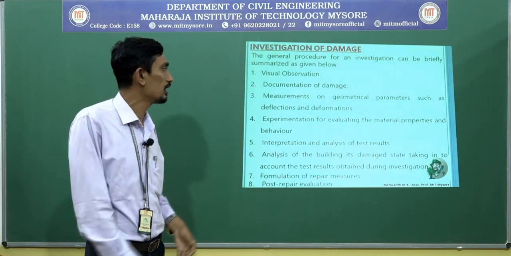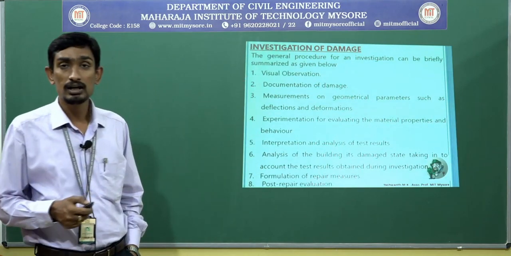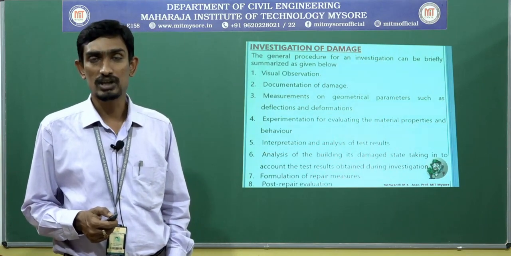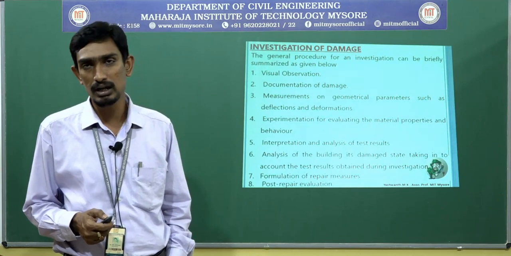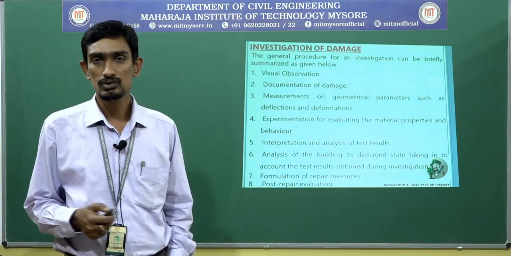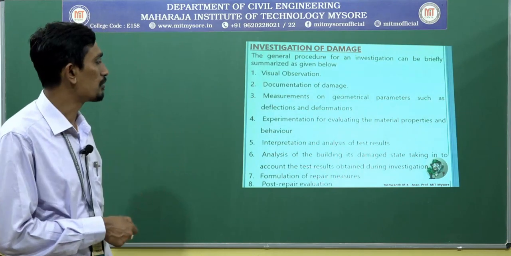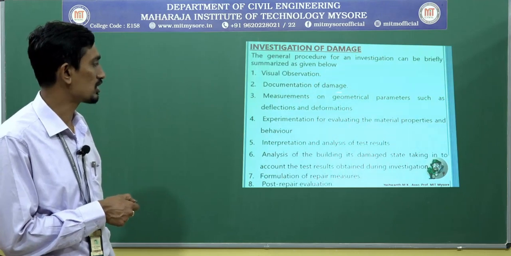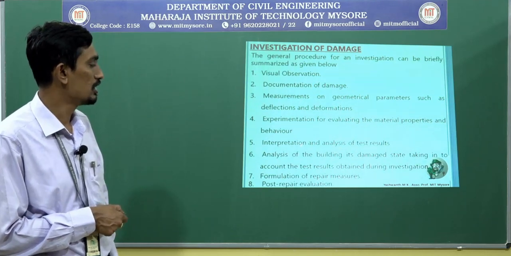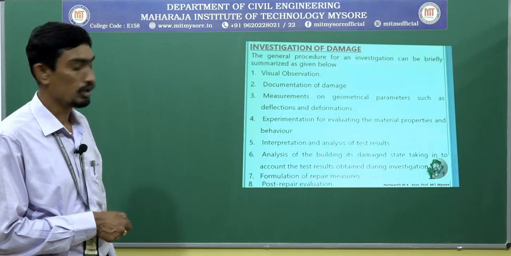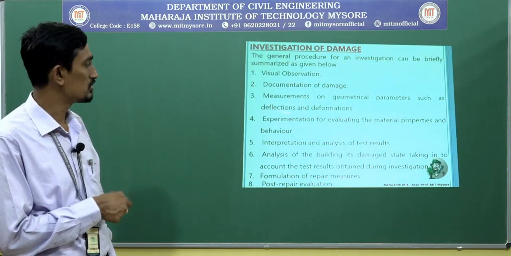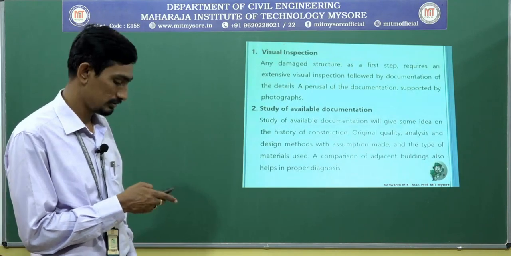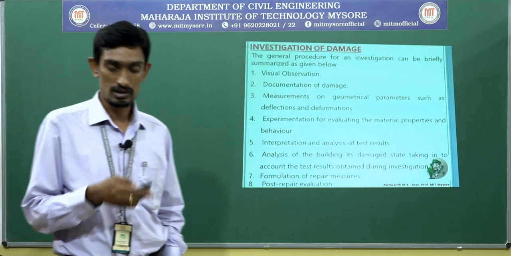So this is the procedure I am going to adopt for the damage assessment of reinforced concrete structures. It may be bridges, or buildings, or dams, anything. So this is the generalized procedure I am going to follow: observation, documentation, measurement of geometrical details, experimentation, interpretation, analysis, formulation and evaluation. So this is the step. This is regarding the investigation of damage.